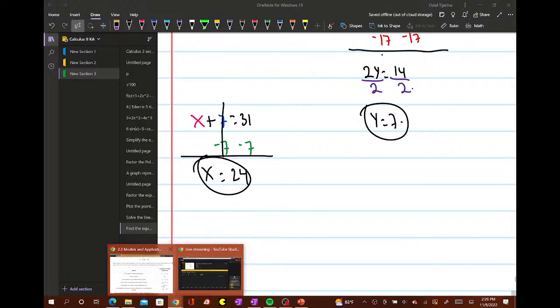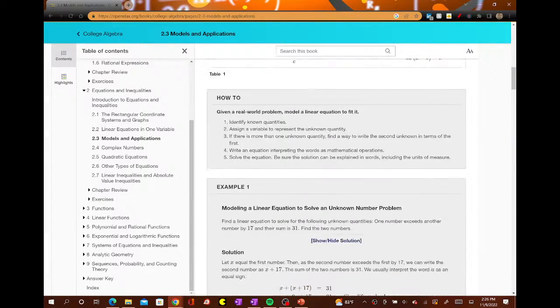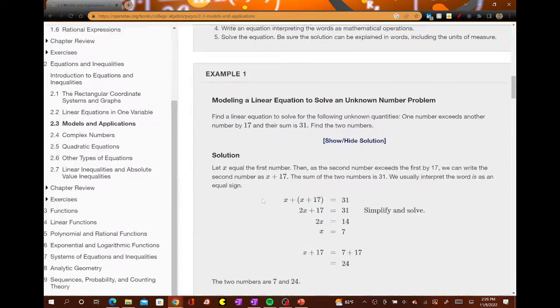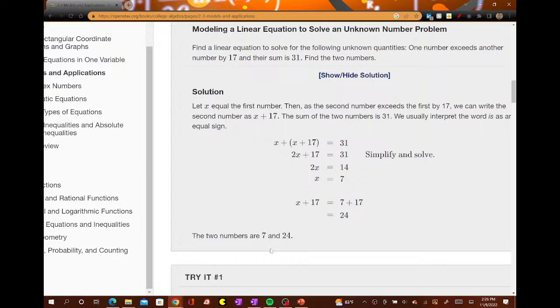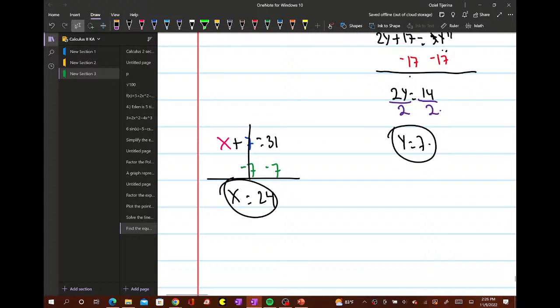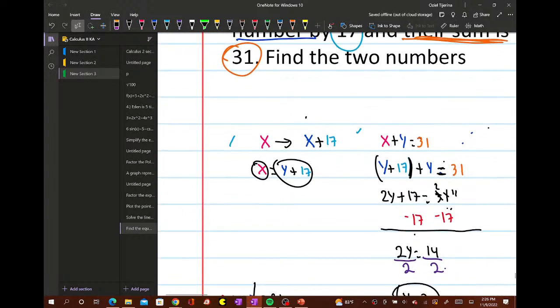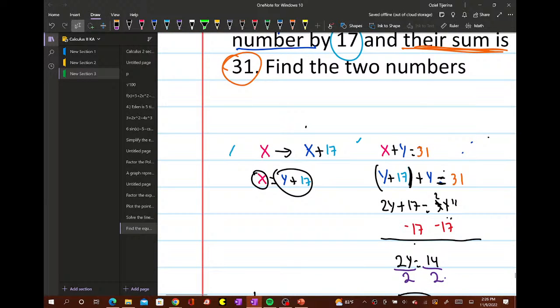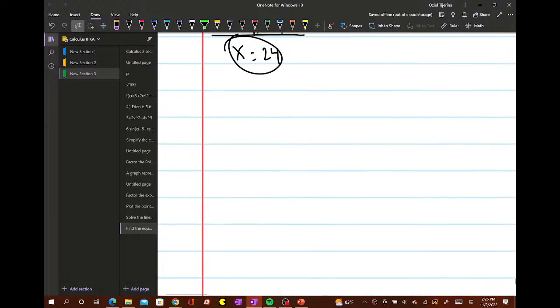Hopefully I did it right. I don't think I did, but let's go ahead and look at it. Okay, so yeah, the two numbers are 7 and 24, right? So yes, it took a little bit of time for me to solve that one, but yeah, that's how you do that one.